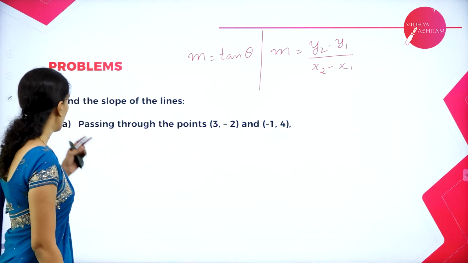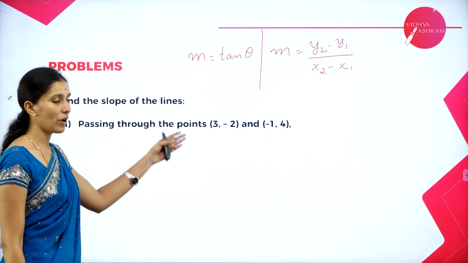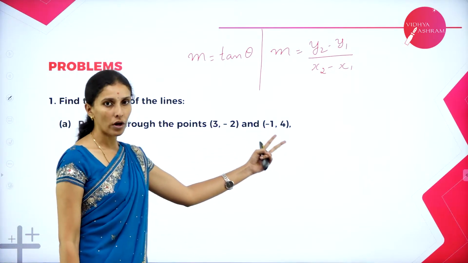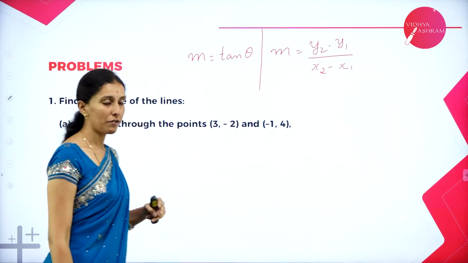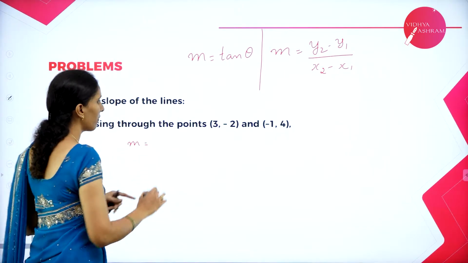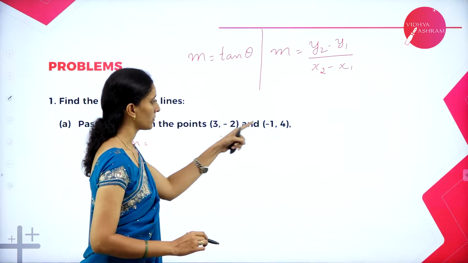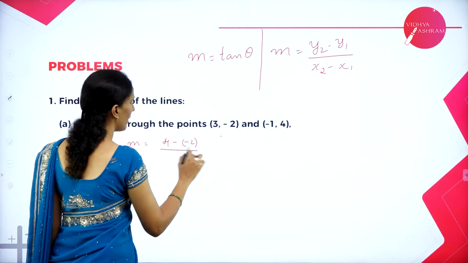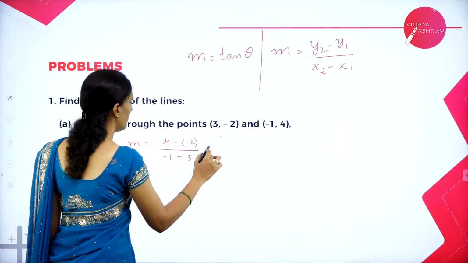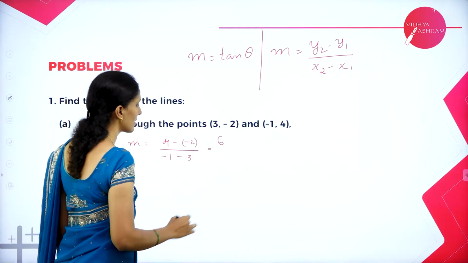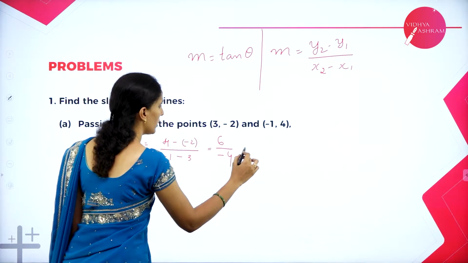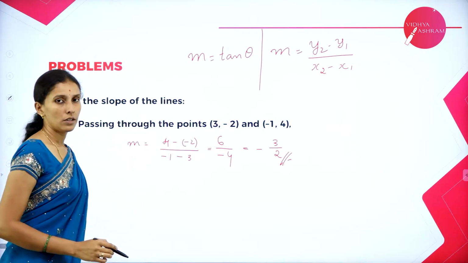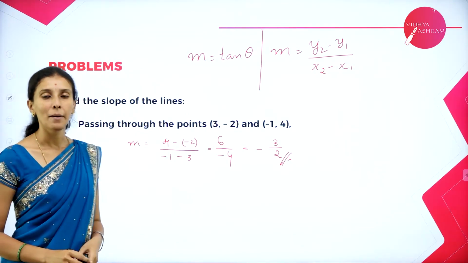Here we have a question. Find the slope of the line passing through the points (3, -2) and (-1, 4). How to calculate? We have two coordinates here, that is, two points. We will use the second formula. So m is equal to, taking these as x1, y1, x2, y2, y2 minus y1, which is 4 minus of minus 2, divided by minus 1 minus 3. So this is 6 and this is minus 4. When you calculate, your slope will be equal to minus 3 by 2. So the value of the slope of this line is minus 3 by 2.